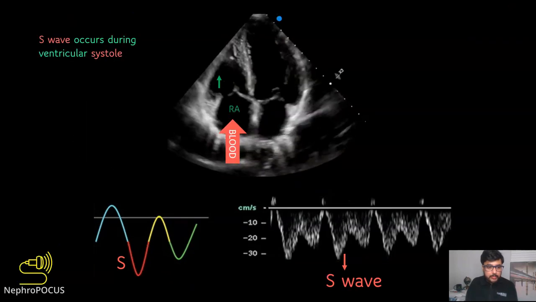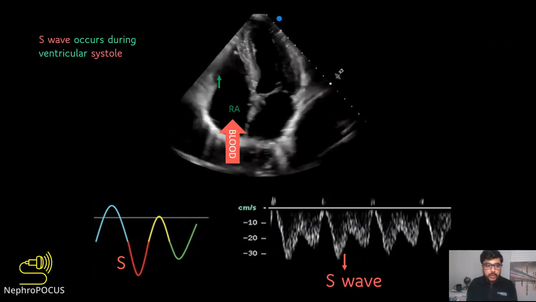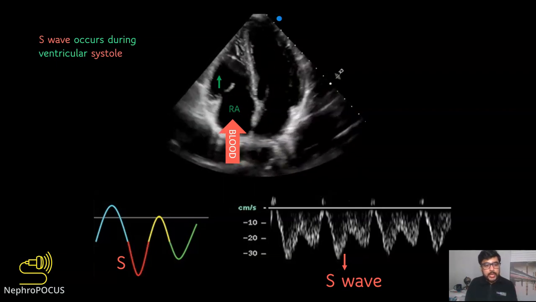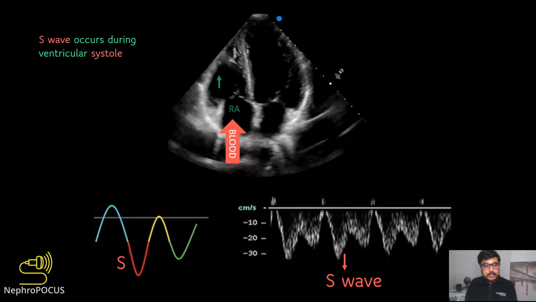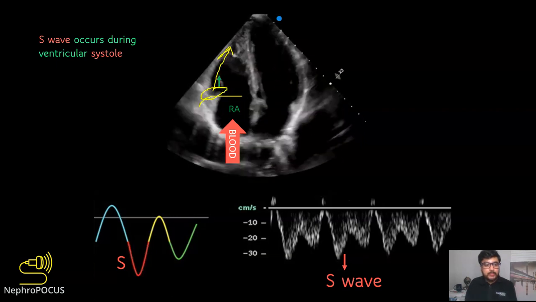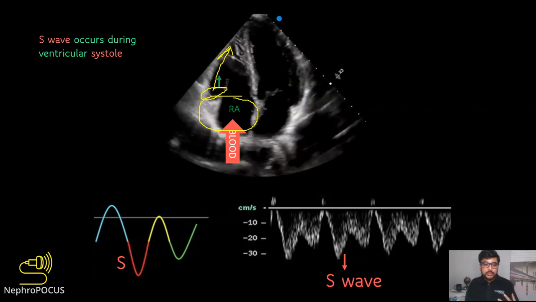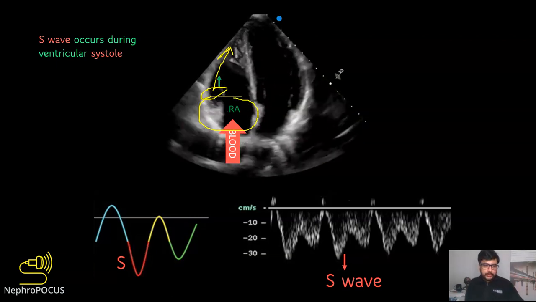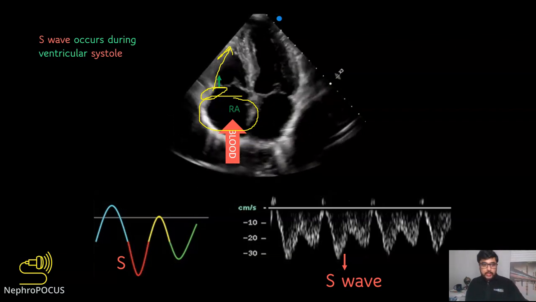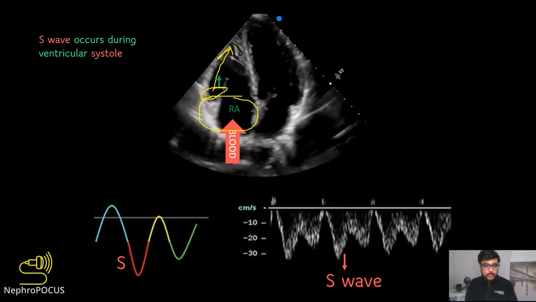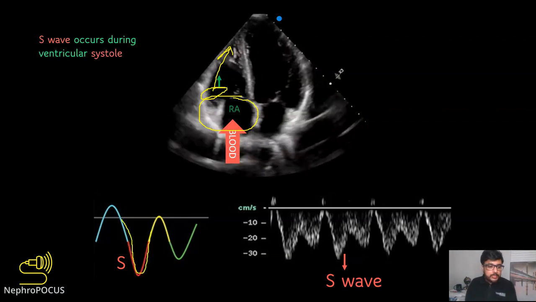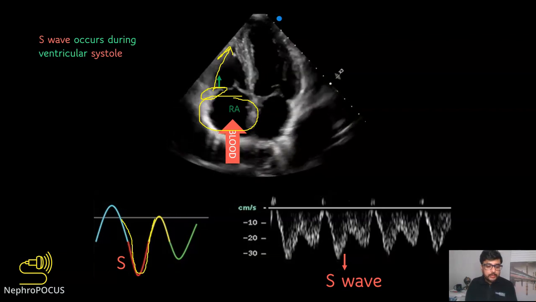How are these waves formed? The first one is the S wave, or the systolic wave. Systolic wave is formed during ventricular systole. During ventricular systole, the tricuspid annulus is moving towards the cardiac apex, making more room in the right atrium. So there is more blood going into the right atrium, which means more blood is going through the hepatic vein into the IVC, which is away from the probe. So you get a negative deflection, that is the S wave or systolic wave.